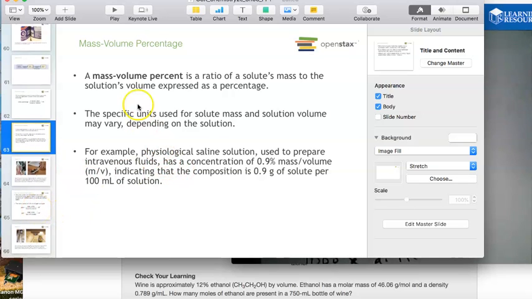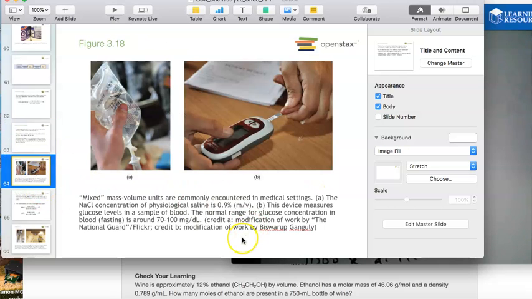And so you also have mass volume percentage. The mass volume percent is a ratio of a solute's mass to the solution's volume expressed as a percentage. The specific units for the solute mass and solution volume may vary depending on the solution. For example, physiological saline solution used to prepare intravenous fluids has a concentration of 0.9% mass per volume, indicating that composition is 0.9 grams of solute per 100 milliliters of solution. Okay, so you're going to see this in medicine here.